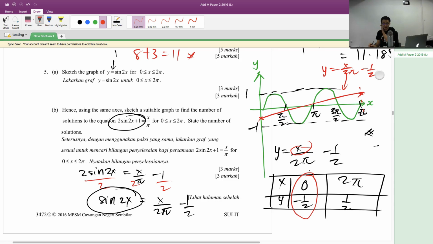Alright, so then the question will definitely ask you to find the number of solutions. To state the number of solutions means counting how many intersection points. 1, 2, 3. So it will be 3 solutions. So far so good? That is how to sketch a graph.